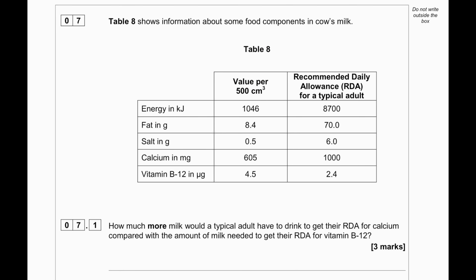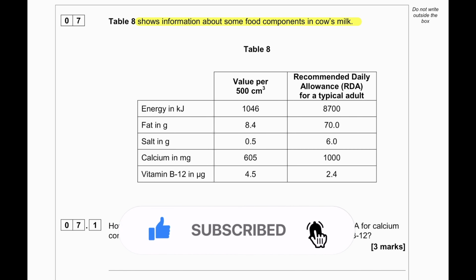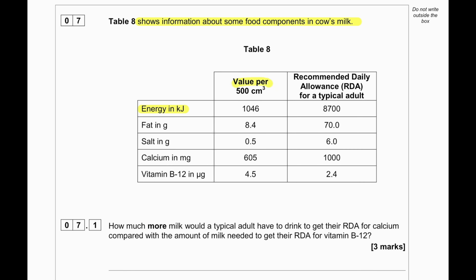Table 8 shows information about some food components in cow's milk. So we can see energy in kilojoules per 500 cm cubed, then fat, salt, calcium, and vitamin B12 in micrograms given. The recommended daily allowance of a typical person is also seen on the chart. How much more milk would a typical adult have to drink to get their RDA for calcium compared with the amount of milk needed to get their RDA for vitamin B12?